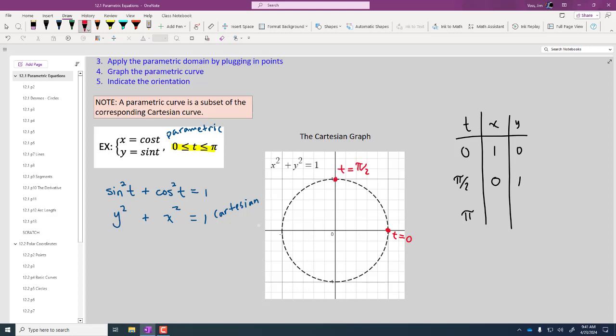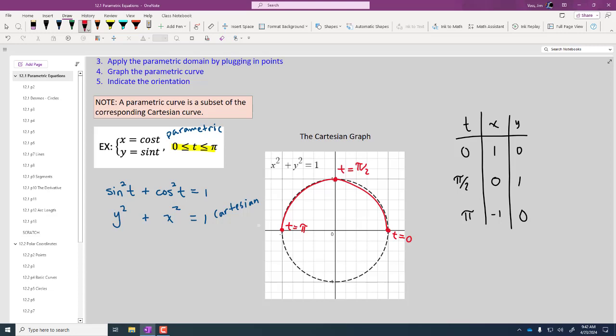And we certainly have a sneaking suspicion that when we plug in pi, we're probably going to be over here at pi radians. Let's check. Plug in pi, cosine of pi is -1, sine of pi is 0. So sure enough, we're there. So this is our location at pi radians. And now we connect the dots. So our parametric curve is that upper semicircle. Okay, so we just get the top half of that Cartesian graph.